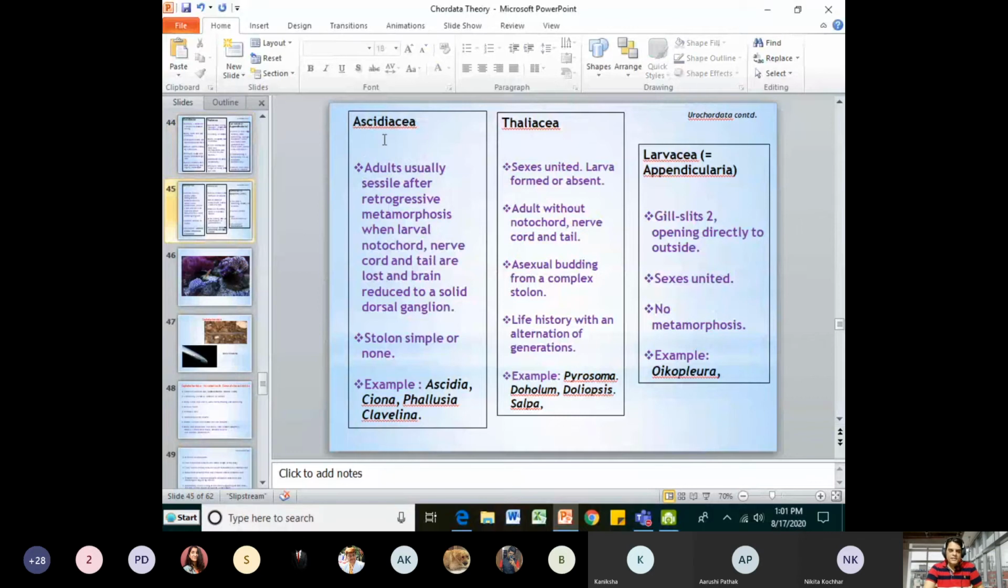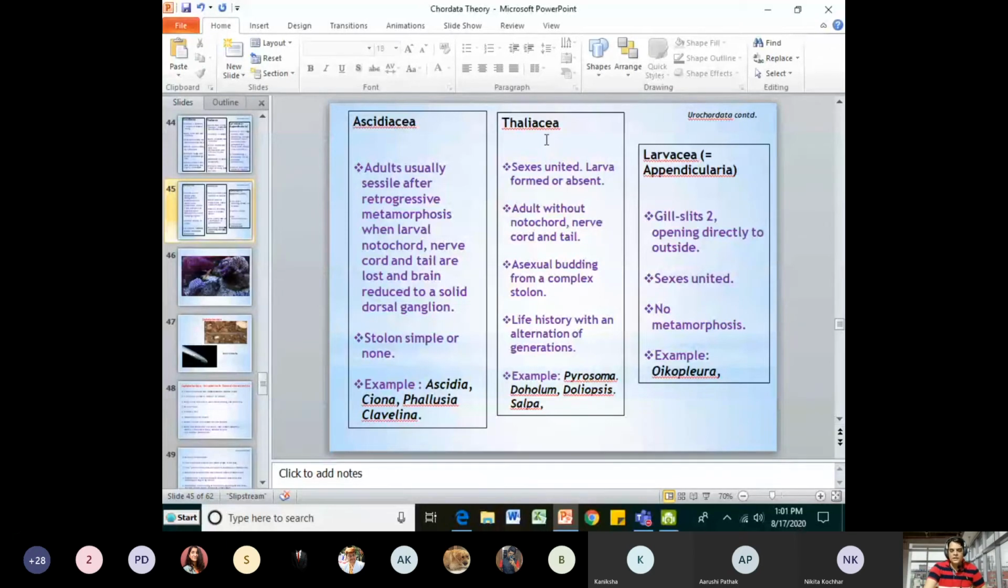Other characteristics of Ascidiacea: adults usually sessile after retrogressive metamorphosis, when larval notochord, nerve cord, and tail are lost and brain reduced to a solid dorsal ganglion. And stolon, simple or none. Stolon means the root. You must be remembering this word because we talked about it in your previous semester when we were talking about Obelia. So this is the foot, you can say, by which it remains attached with the substratum. So the examples are Ascidia, Ciona.